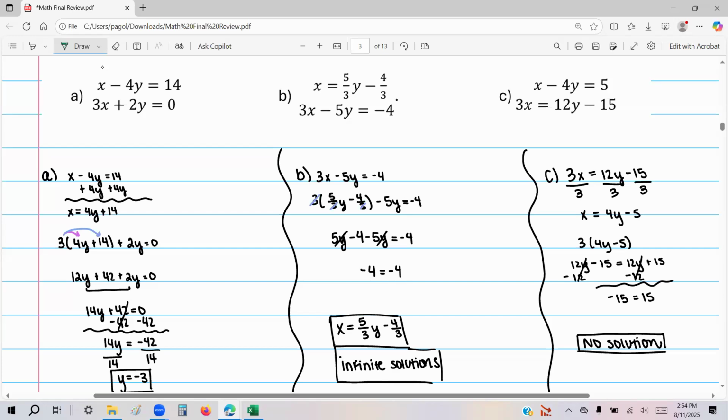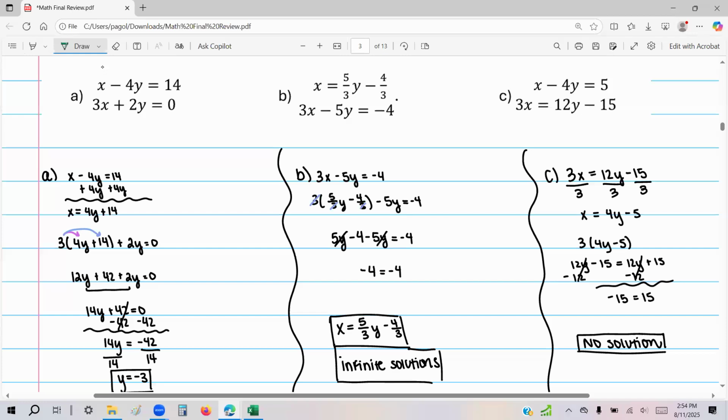3x plus 2y equals 0. Instead of x, the whole thing you replace. And then you distribute. 3 times 4y is 12y. 3 times 14 is 42. And then you bring down the 2y. Now 12y and 2y, they're like terms, so you combine them, you get 14y. Now to get the y alone, you need to subtract 42, then divide by 14. The answer is -3.